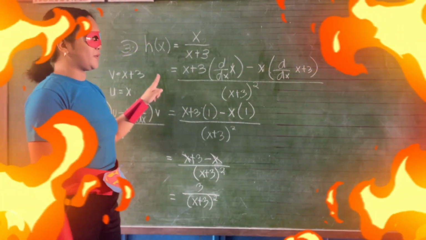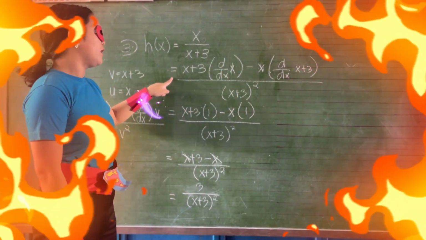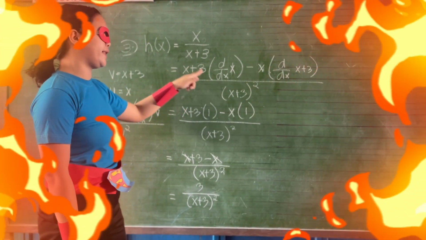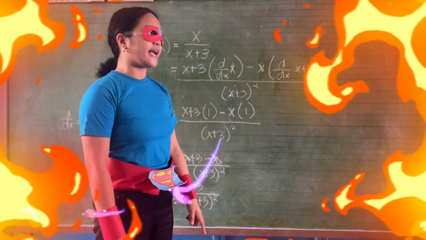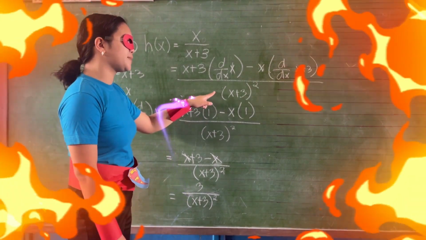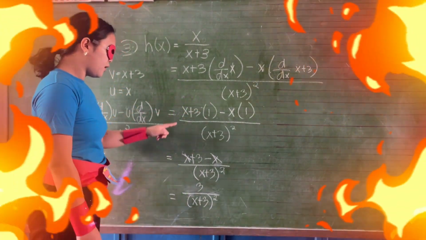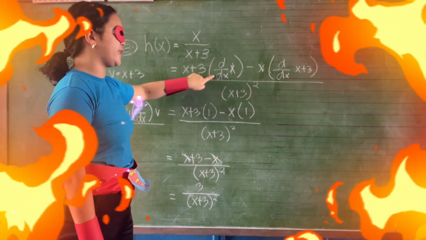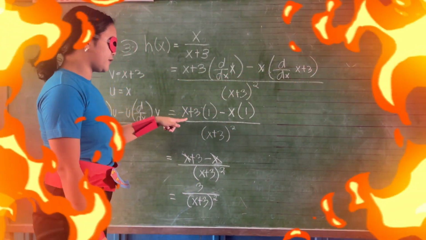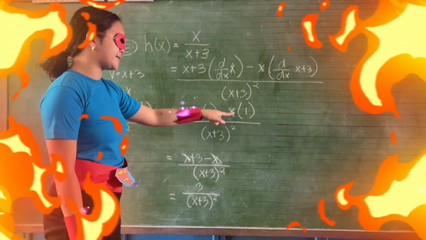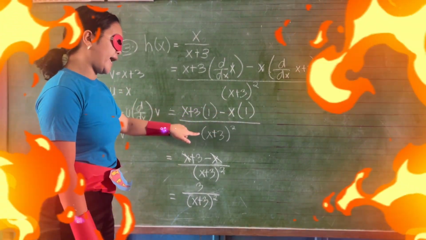So now, we're going to substitute it into the formula. So here, x plus 3 times the derivative of x, minus x times the derivative of x plus 3, over quantity x plus 3 squared. Then after that, find the derivative for these. The derivative is 1, and here the derivative is also 1. So here, x plus 3 times 1 minus x times 1 over quantity x plus 3 squared.